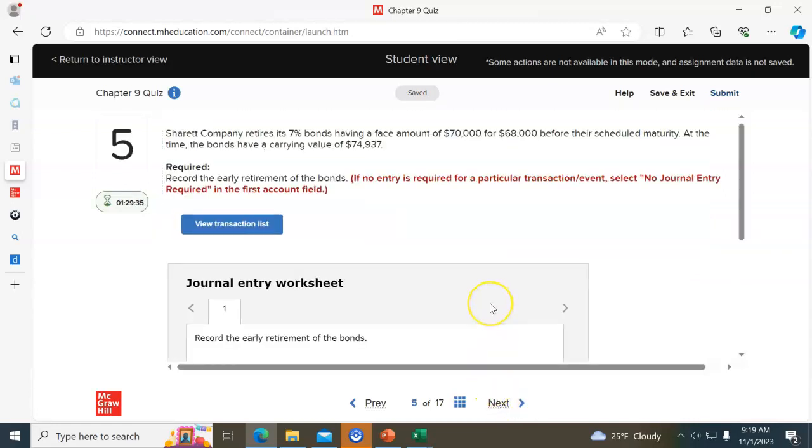Here, this is what I want you to look at. Sherritt Company retires its 7% bonds, having a face amount of $70,000 for $68,000 before their scheduled maturity. At the time, the bonds have a carrying value of $74,937. Record the early retirement of the bonds. How would we do that, guys? What did we give cash for? How much was the cash we gave?